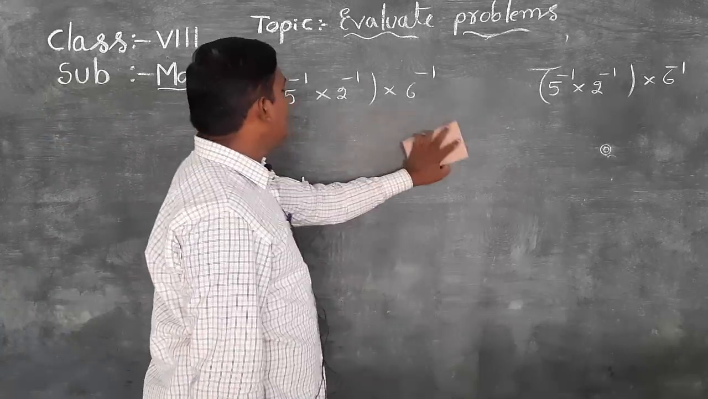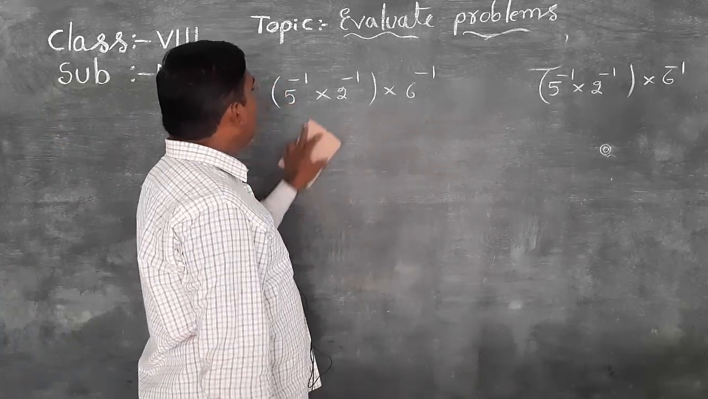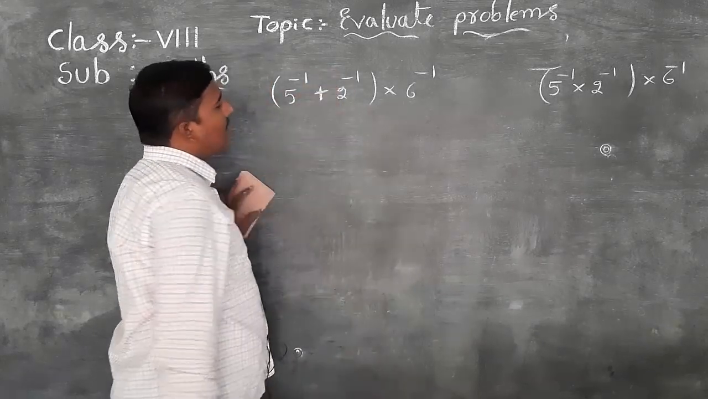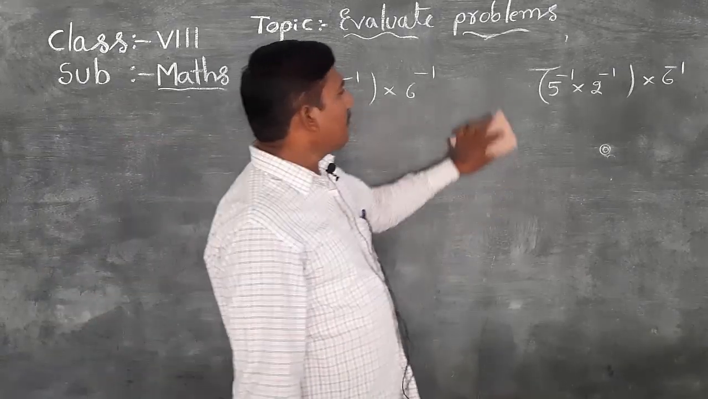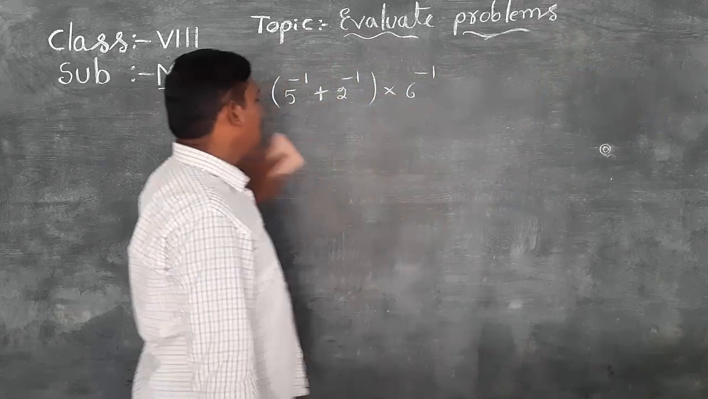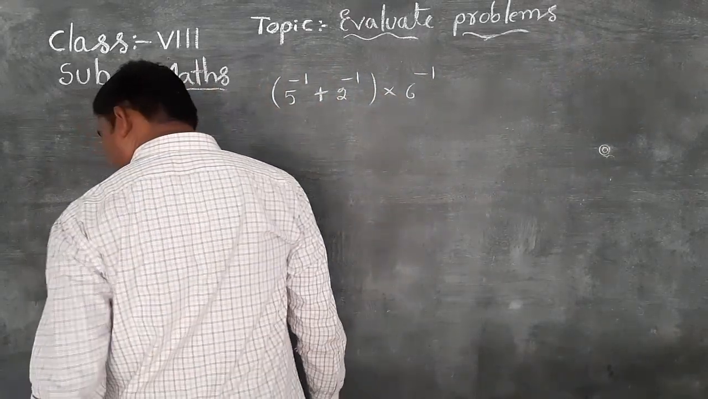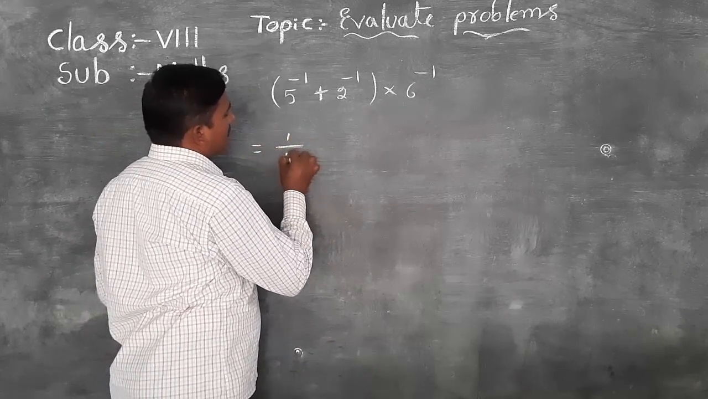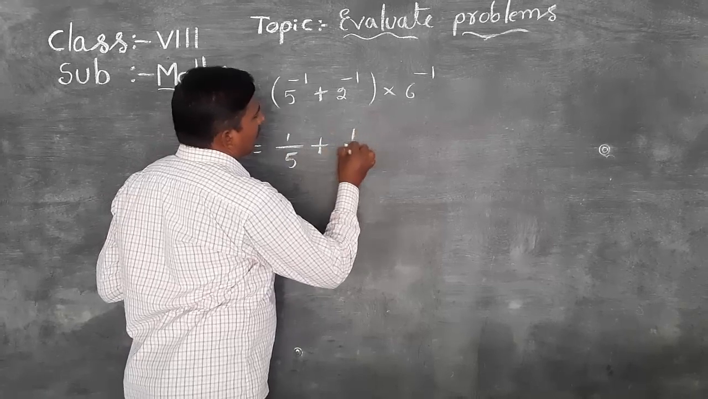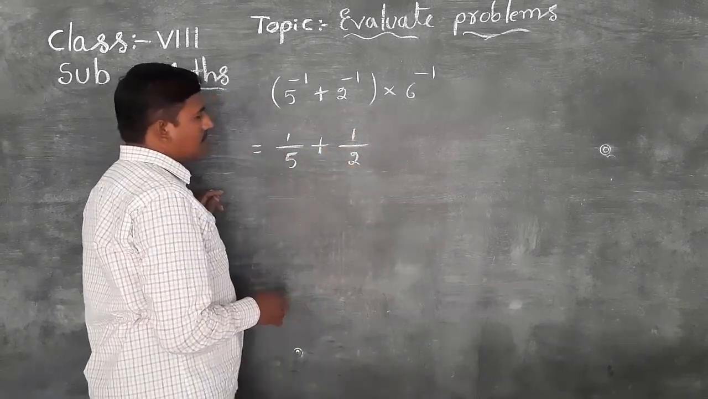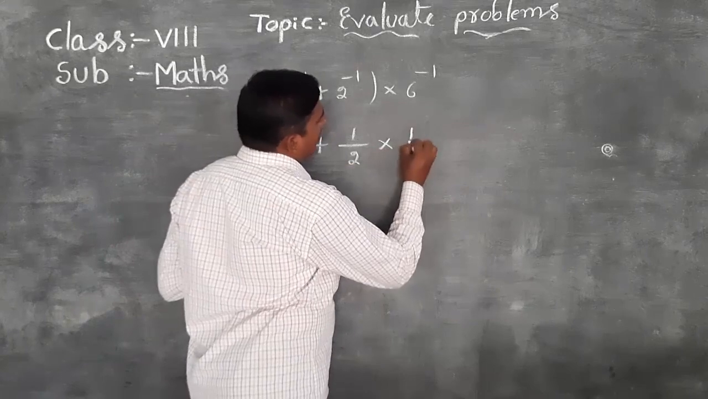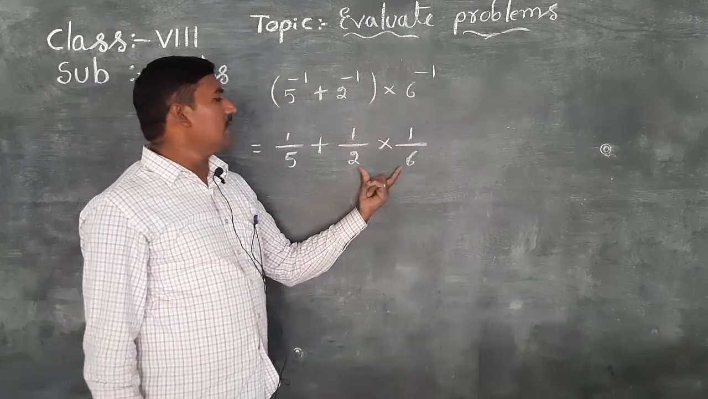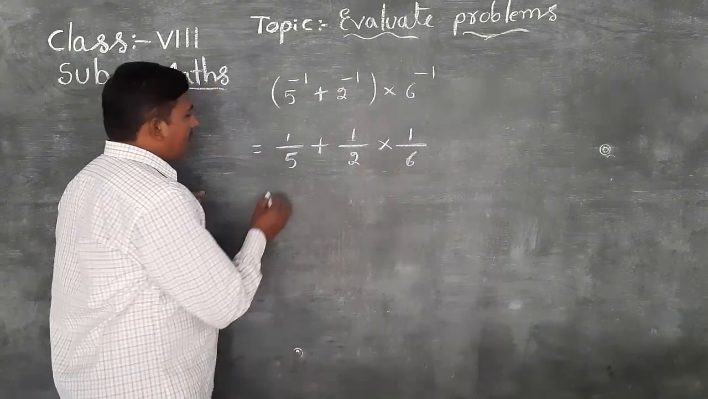One problem we will see, same this one only. Maybe here plus is there, what will we do? Multiplication is fine, no problem. Maybe here plus is there, what will we do? Just check. Is equal 1 by 5 plus 1 by 2 into 1 by 6. According to BODMAS, what should we do? Multiplication should be done first. After that, addition.